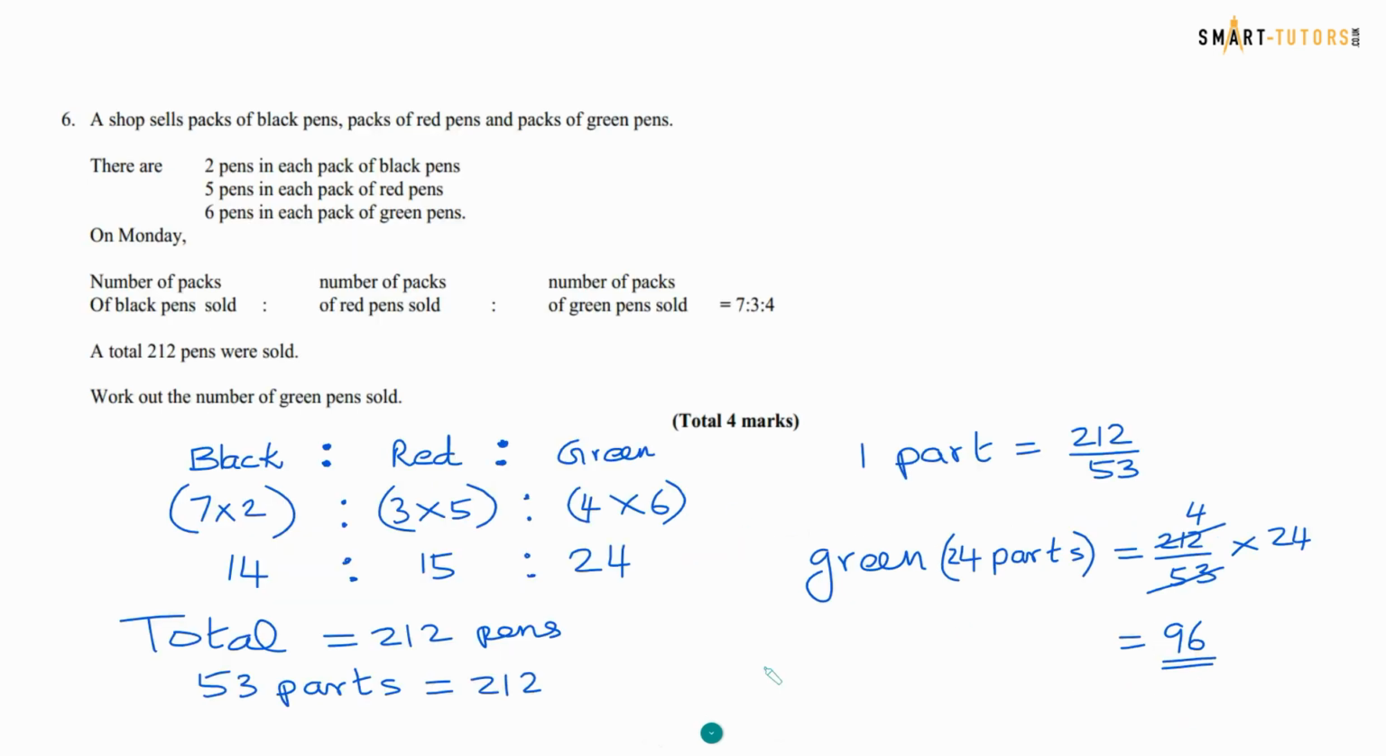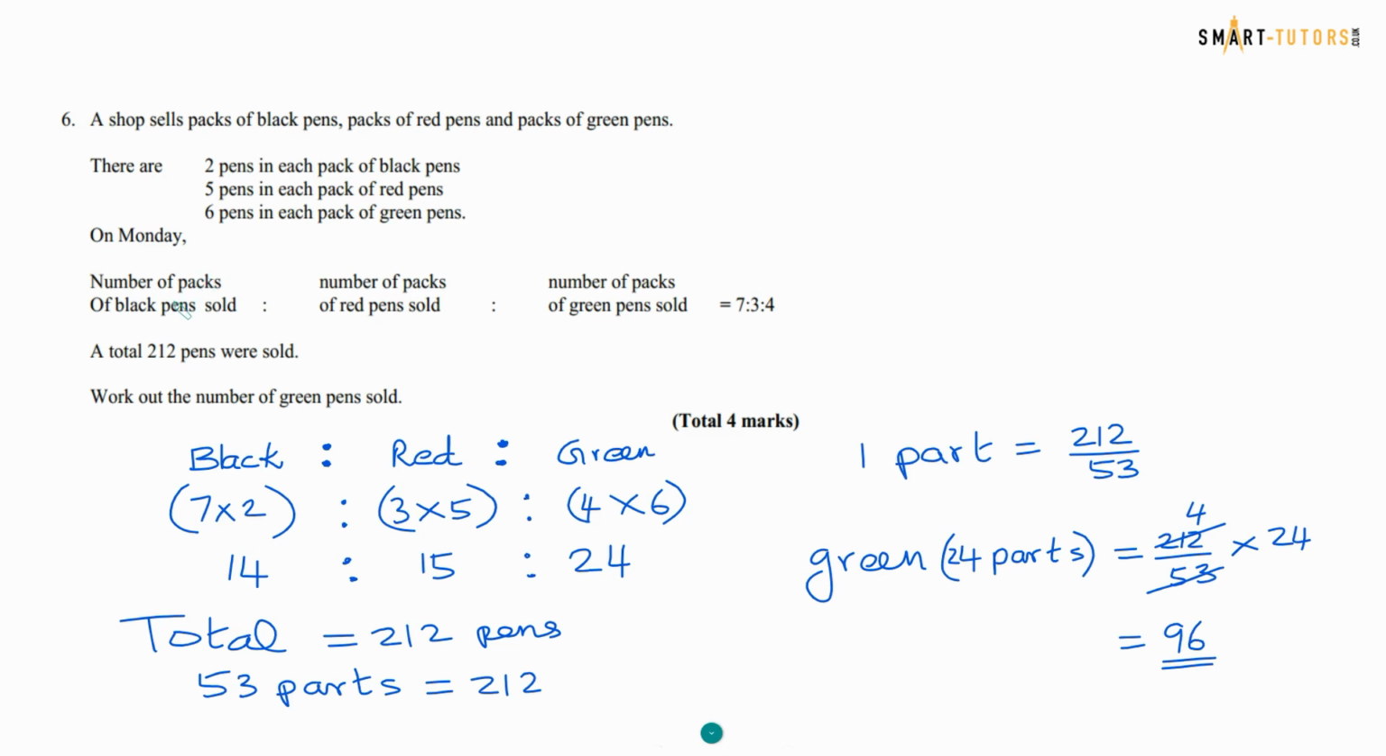Question number 6. A shop sells packs of black pens, red pens and green pens. There are 2 pens in each pack of black pens, 5 pens in each pack of red pens, 6 pens in each pack of green pens. The ratio of the number of packs sold is given, black to red to green is 7 to 3 to 4.